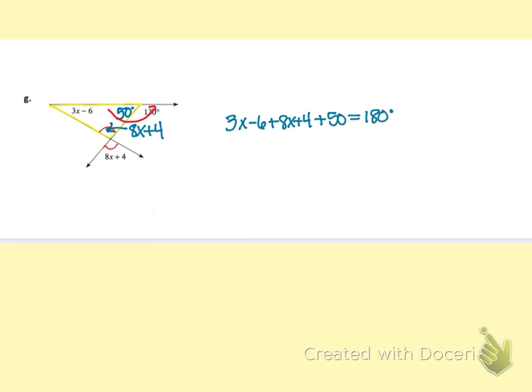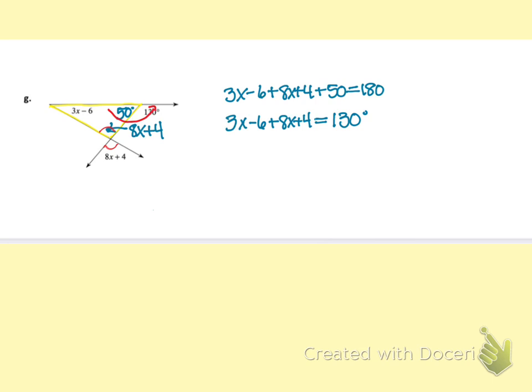Or alternatively, I could have just taken the 50 away from 180 and said that these two things must add up to the rest of, oops, hold on, sorry about that. I just erased these two things. I could take that 50 off the 180, and that means these have to add up to 130 degrees together, okay? So either write the more elaborate equation, 3x minus 6 plus 8x plus 4 plus 50 equals 180, or simply subtract that 50 off and just write a little simpler equation.